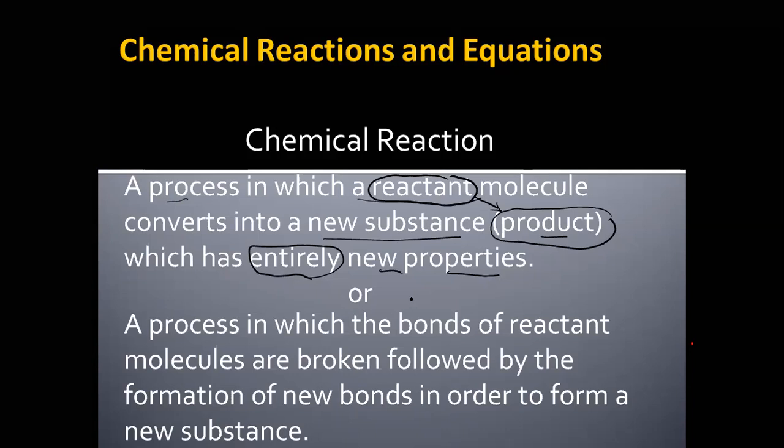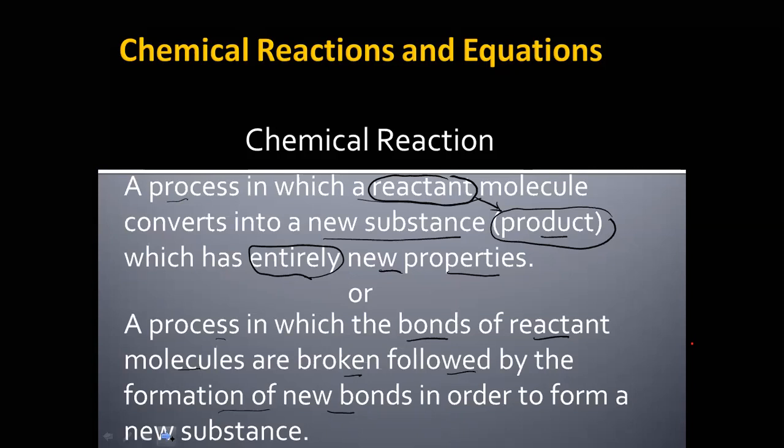So we simply define this process of chemical reaction as the process in which the bonds of reactant molecules are broken, followed by the formation of new bonds, and that formation of the new bonds results in the formation of a new substance. Easy to define, just learn the definition, because in the board exam and even the school exam, questions like that can be asked: what is a chemical reaction? What are the examples? How do we represent it?